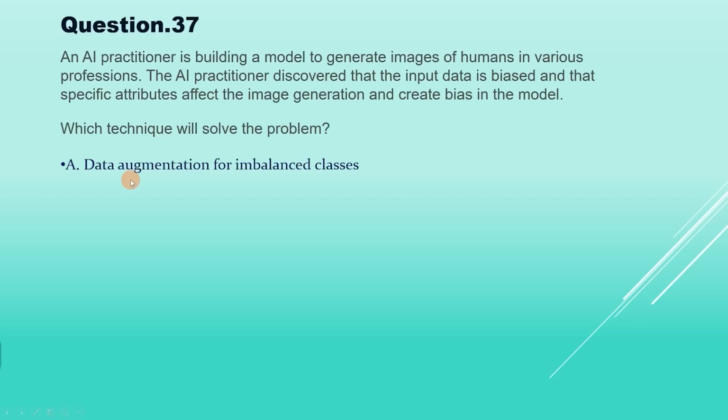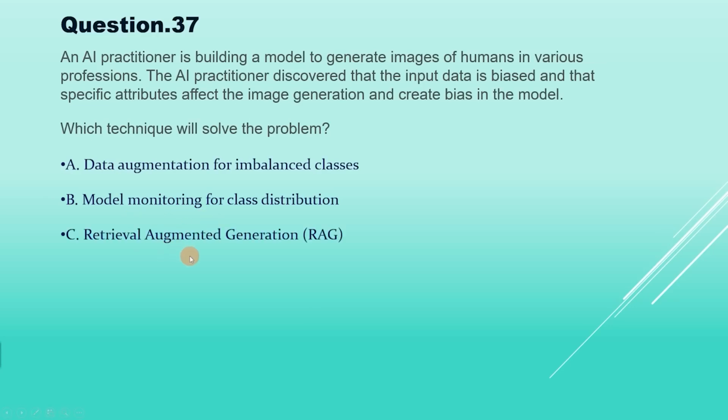Options are: A, data augmentation for imbalanced classes. Option B, model monitoring for class distribution. Option C, retrieval augmented generation. Option D, watermark detection for images. Try to guess the answer.